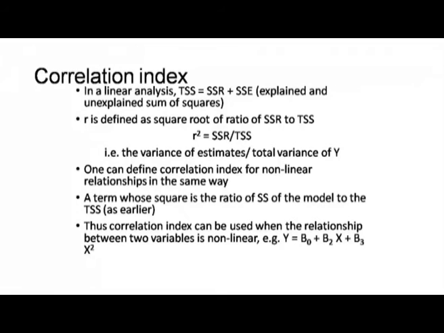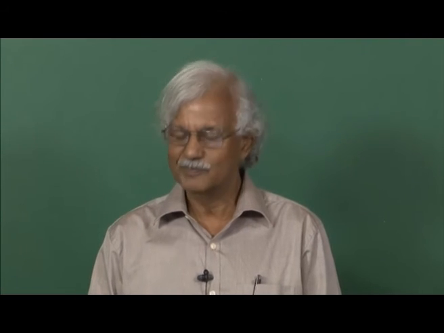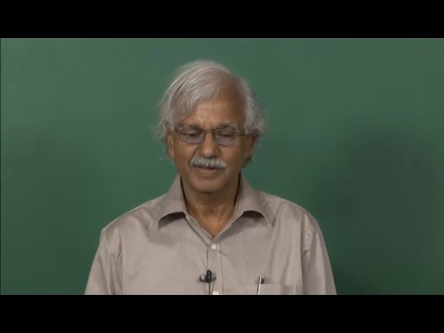If you calculate the variance of all the y values and you fit this model, estimate values of y for different values of x and calculate their variance, then the variance of estimated values divided by the variance of the original y values gives you the square of something. That something can be called a correlation in the non-linear case.